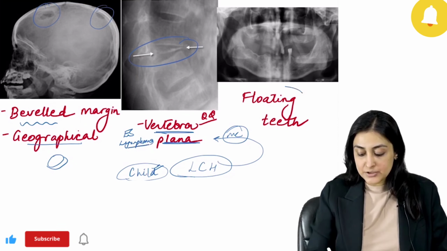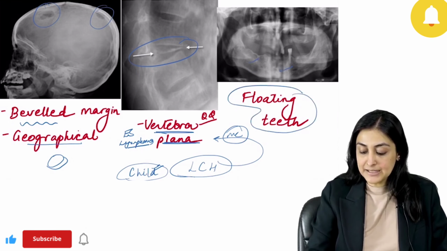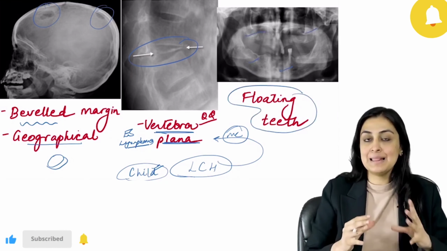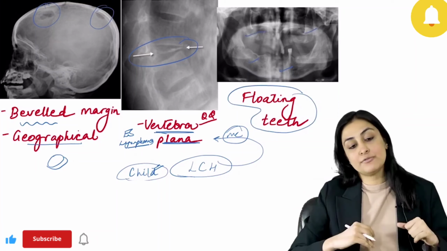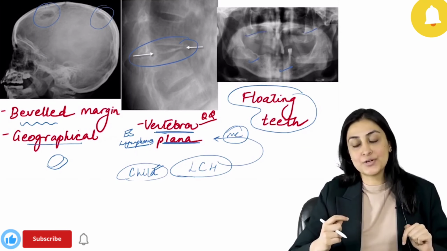Going to the mandible, here you have a floating teeth sign which is described again because of multiple erosions in the mandible. It appears like the teeth are floating. So all of these features describe Langerhans cell histiocytosis.